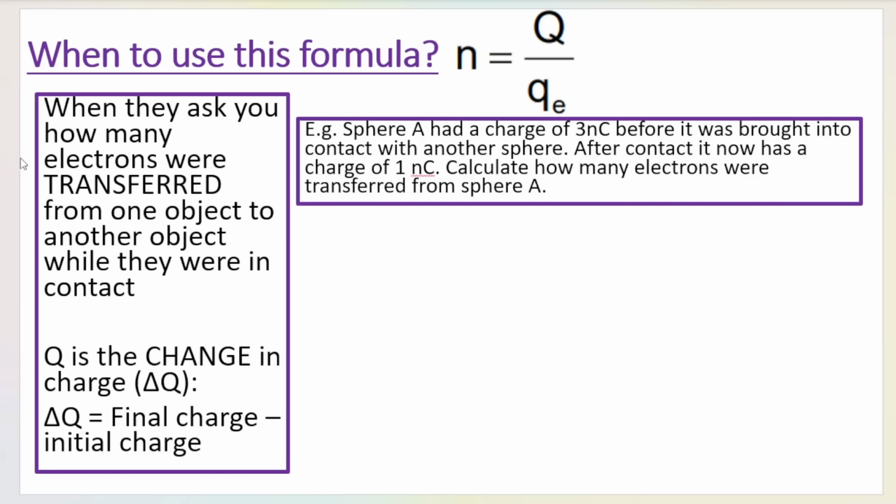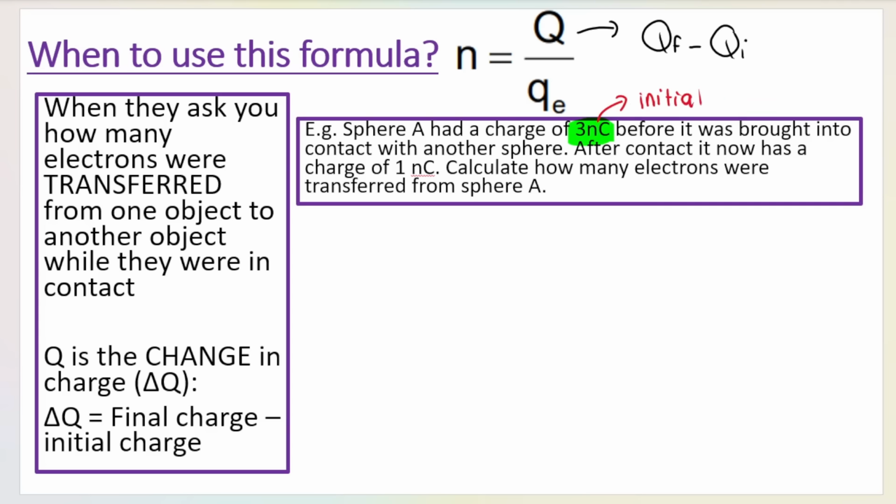Here's the second scenario in which we use this formula. When they ask you how many electrons were transferred, or how many electrons moved from one object to the other, please remember in this case that Q is final minus initial. Now read this question carefully. Sphere A had a charge of 3 nanocoulombs before it was brought into contact with another sphere. So this 3 nanocoulombs is basically its initial charge.